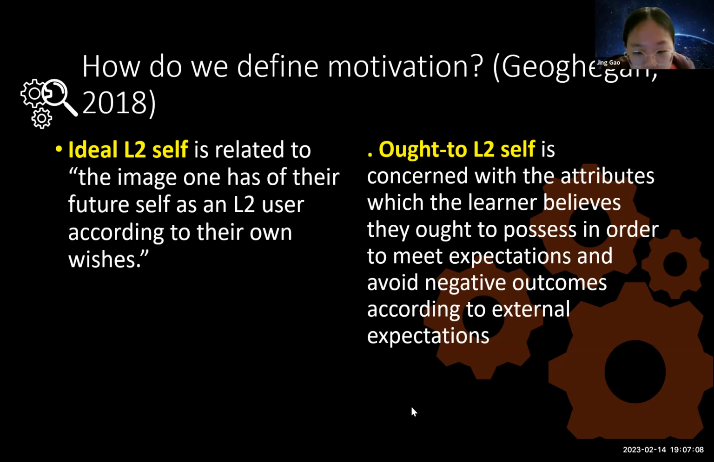Okay, ought-to second language self is concerned with the attributes which the learner believes they ought to possess in order to meet expectations and avoid negative outcomes according to external expectations. Right. So ought-to second language self would be, maybe you are motivated because there is some external expectation, right?